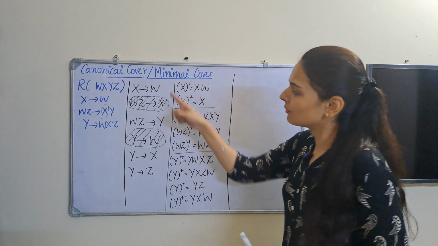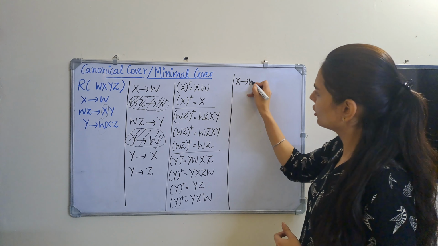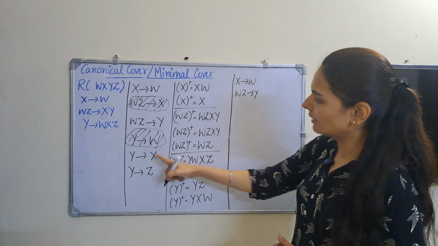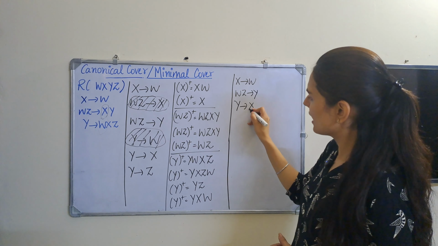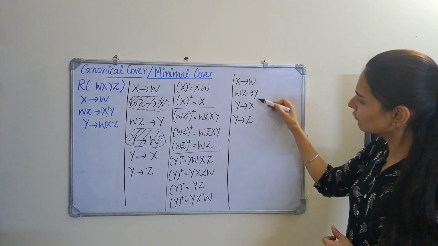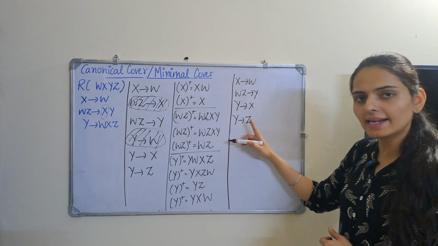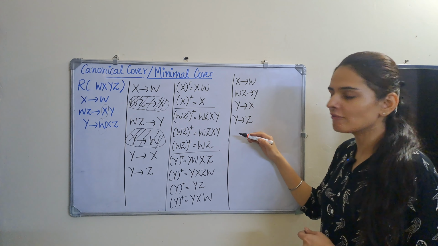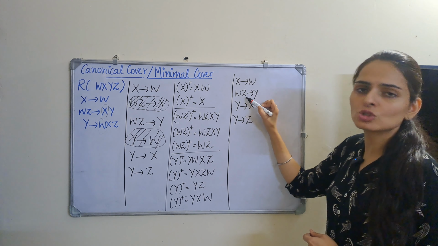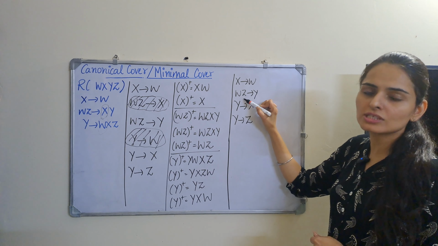Now let's see which among these functional dependencies will go to the second step. So we have x to w, then wz to y, then y to x, and y to z. For these three functional dependencies, there are only single attributes on the left hand side and on the right hand side, so we do not have to worry about that. But in the second functional dependency, we have two attributes on the left hand side.